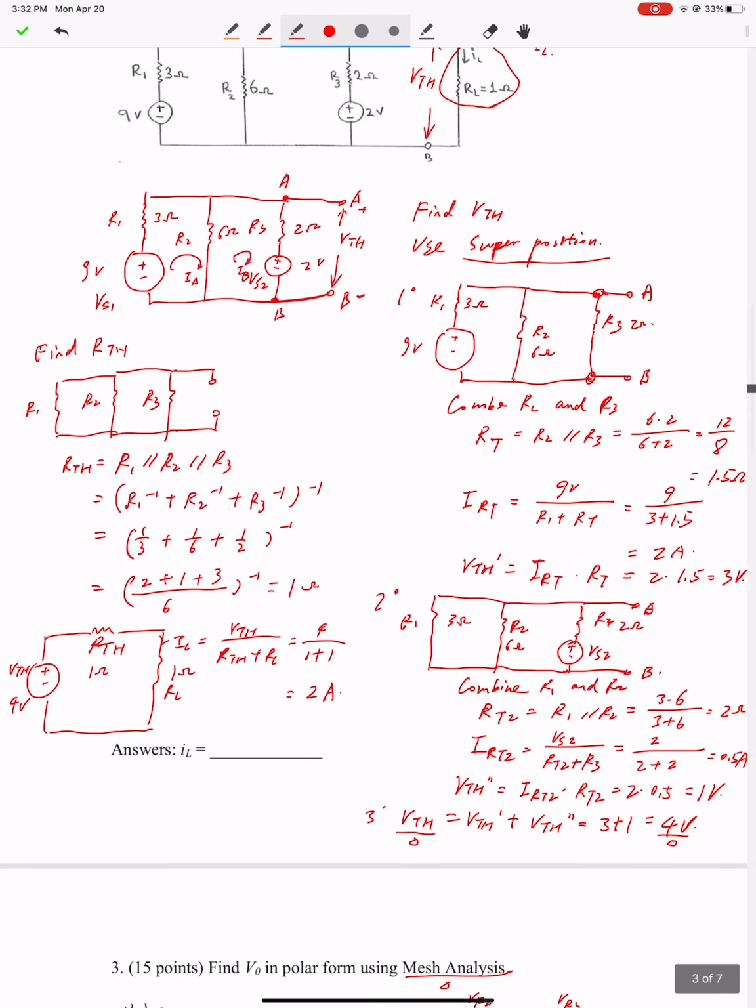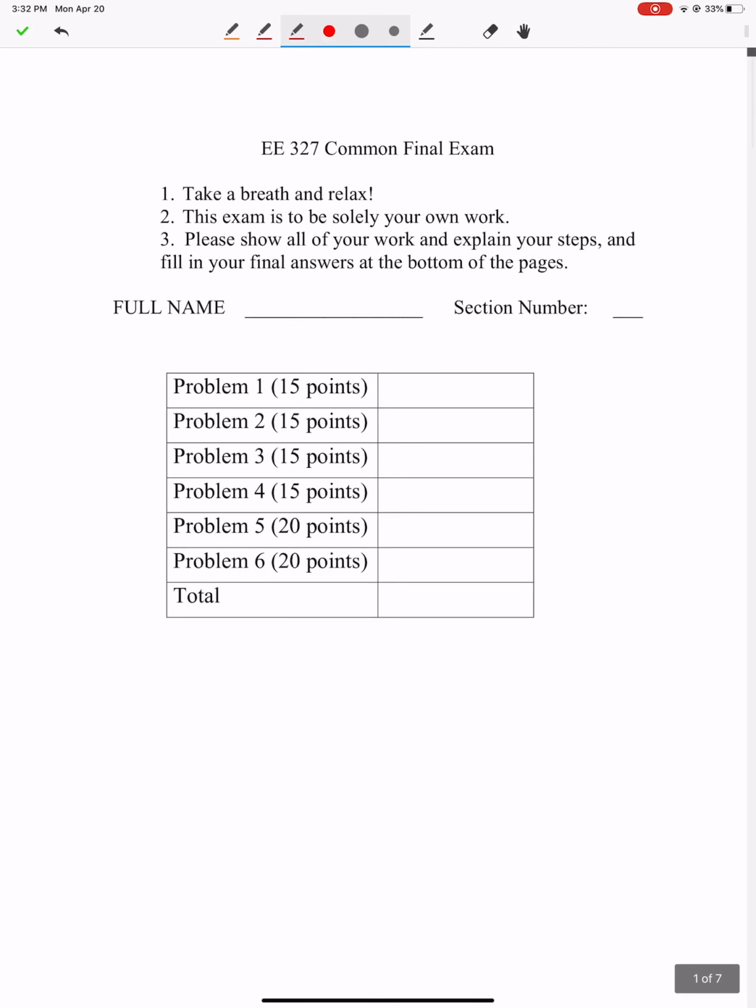Okay, alright, so that's the common final exam. The overall difficulty level of the common final exam, I think, is not very hard. It's not very difficult for you guys to finish. And you guys have 1 week to finish the whole common final exam, and after you finish that, re-upload it on the Canvas.